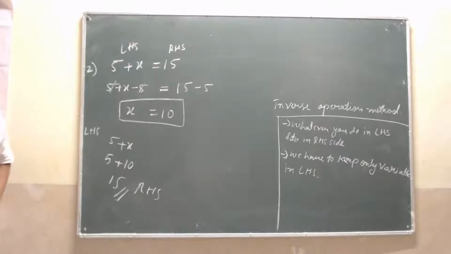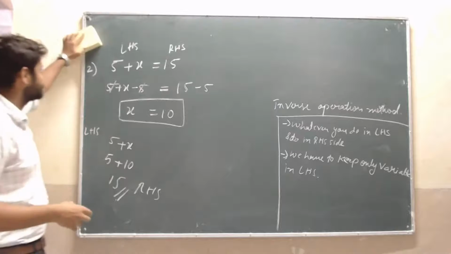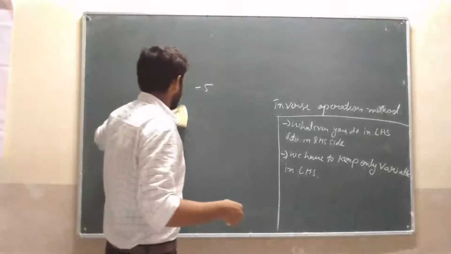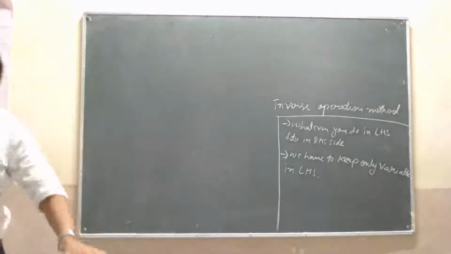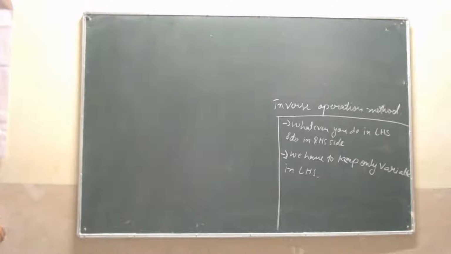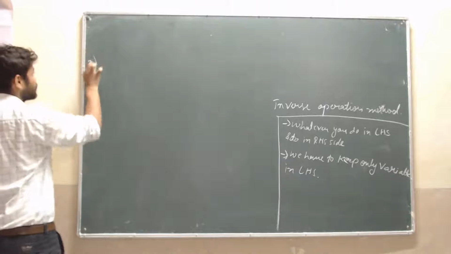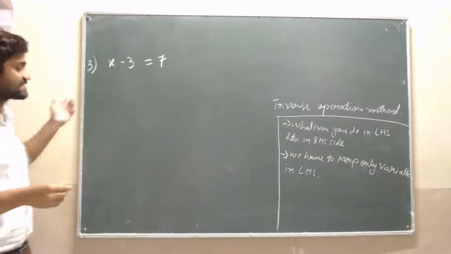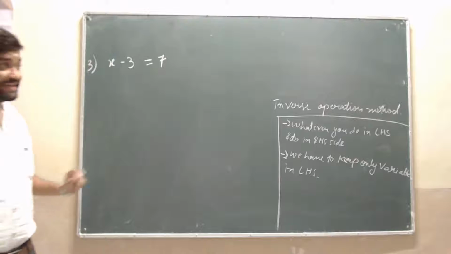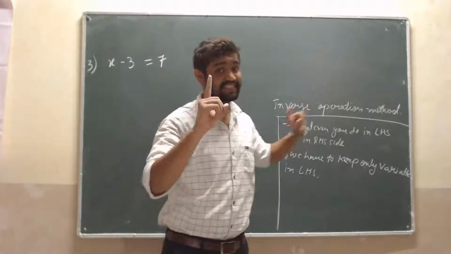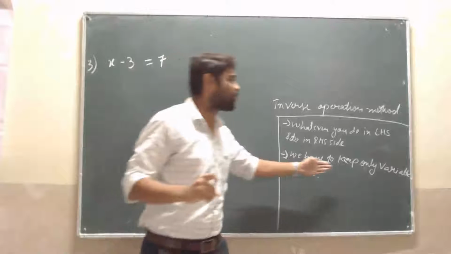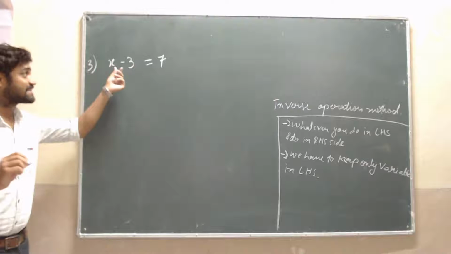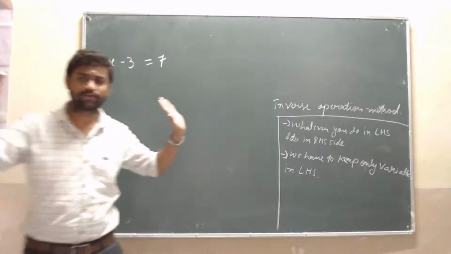Okay, next move to the next problem. That is x minus 3, third problem, x minus 3 is equal to 7. Then find out the value of x by inverse operation method. First step, what we have to do? Sir, we have to keep only variable in the LHS side. Okay? X minus 3 is equal to 7. Sir, we know x is equal to 10. Value of x is 10.